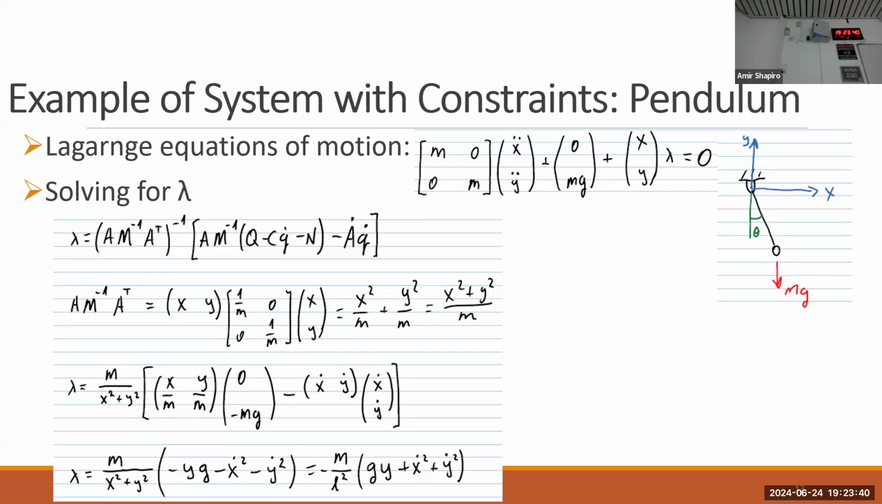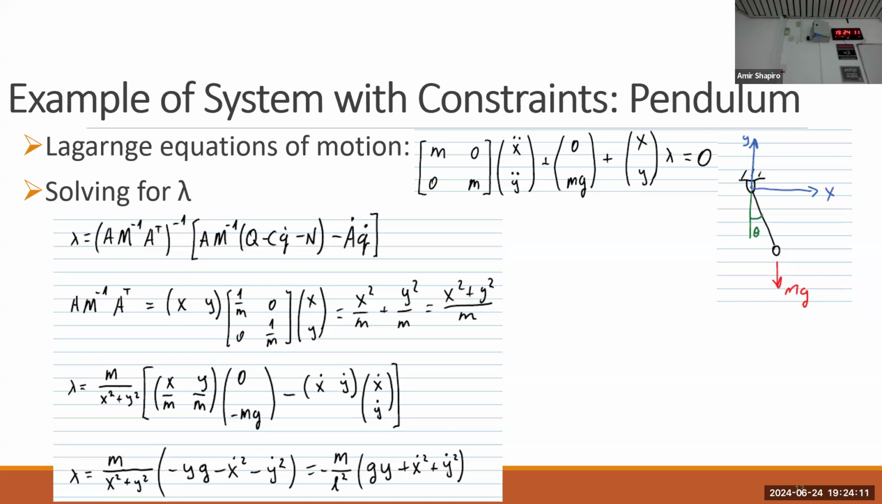Here x squared plus y squared is simply L squared for the constraint. And we're left with this, gy, where's the minus? Oh, the minus is outside. Everything here is plus. So this is lambda. This is actually the tension of the robot.